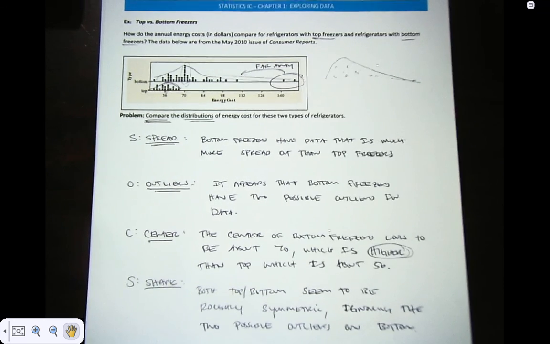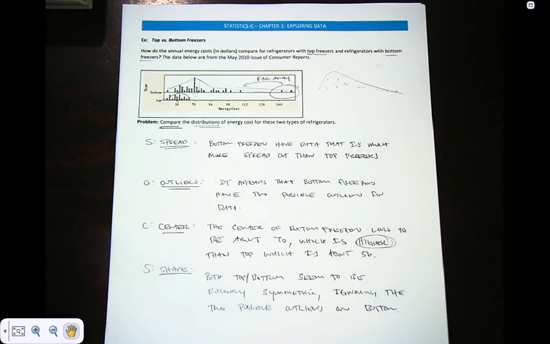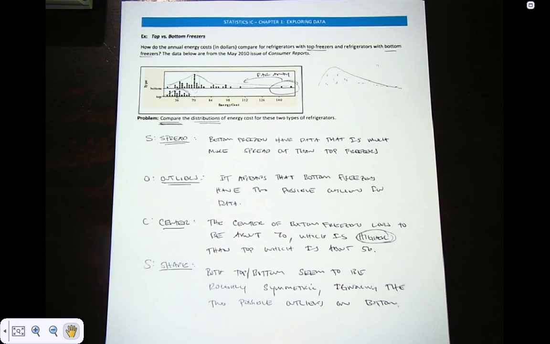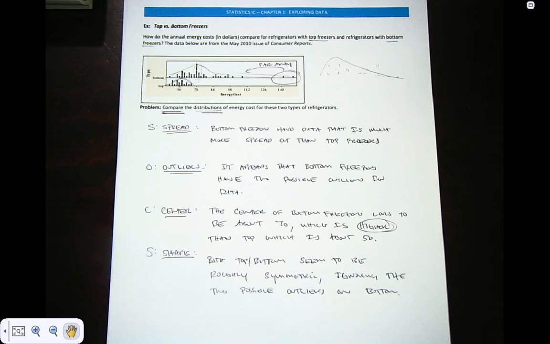Okay, so we have learned about our SOCs. That is the only way that you guys are allowed to describe data or compare data. You must use the acronym SOCs.